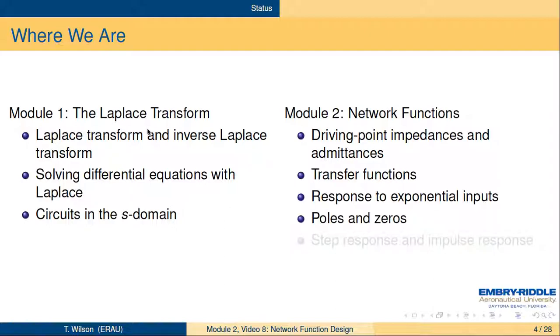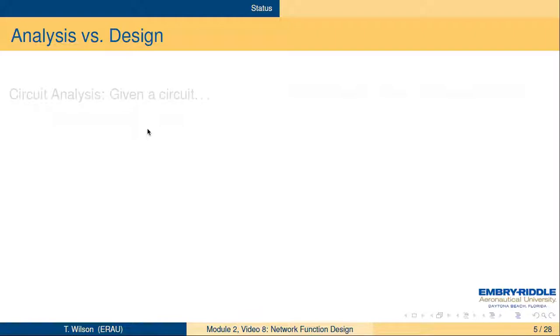We talked about the properties of poles and zeros, the poles being the natural frequencies and how they determine the modes of the circuit, the natural responses, and how the zeros determine what inputs don't come out. We also talked particularly about the step response and the impulse response and how you can measure the step response to get the properties of the network.